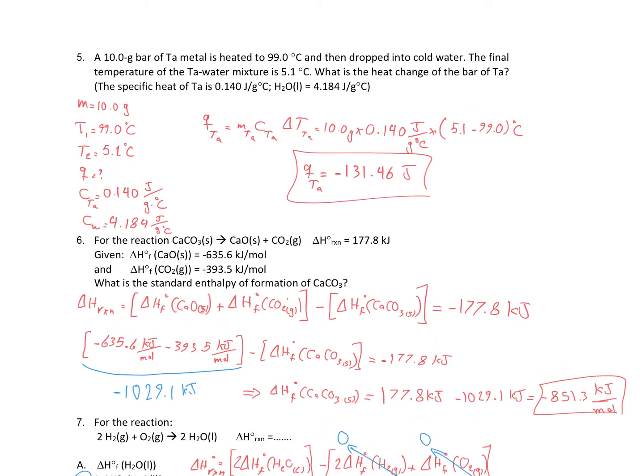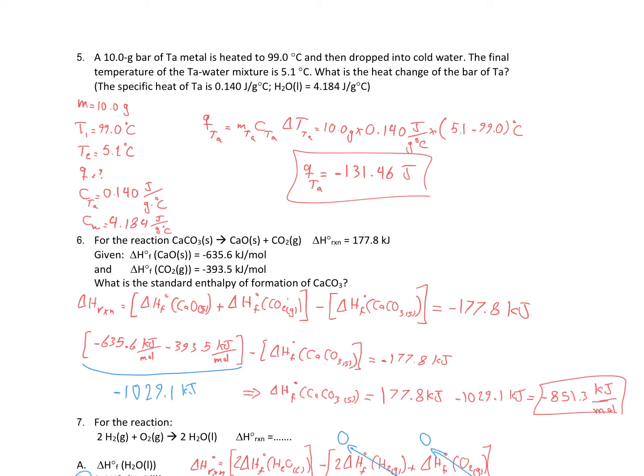So a 10 gram bar of a metal, Ta, is heated to 99 degrees Celsius, then dropped into the cold water. So is 99 degrees Celsius T1 or T2? It might be a little bit confusing, but when you read the whole question, you will understand that should be the T1, that's T initial. Yes, of course, it's heated up to that temperature, but it heated up to that temperature so that when we drop it into the cold water, it starts to have heat transfer with water.